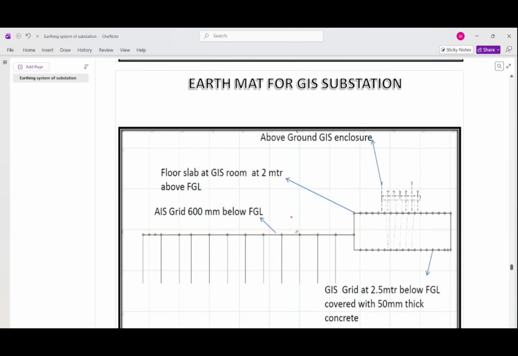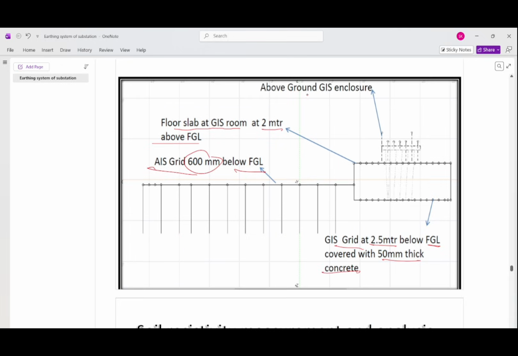Earth mat for the GIS substation. AIS grid is 600 below FGL, and the floor slab of the GIS room is 2 meters above FGL. Here the GIS grid is at 2.5 meters below the FGL, covered with 50 thick concrete. The above ground GIS enclosures are connected to the floor slab of the GIS room at 2.2 meters above FGL. So here is the FGL, and here 2 meters is the distance.